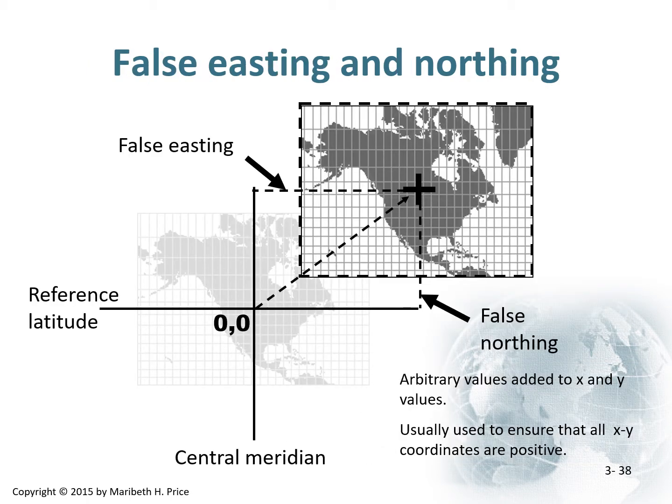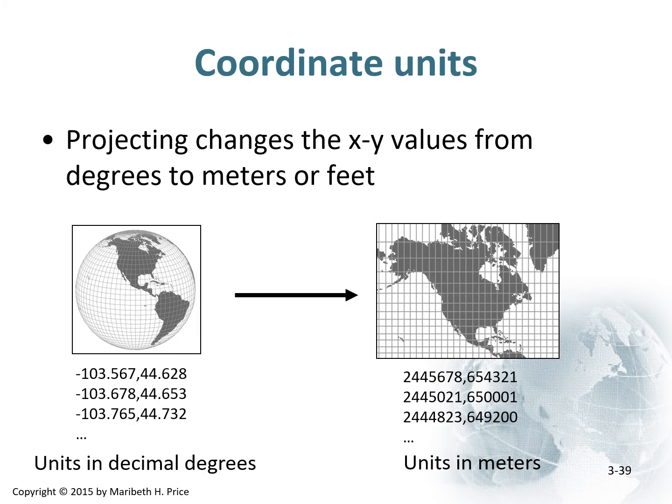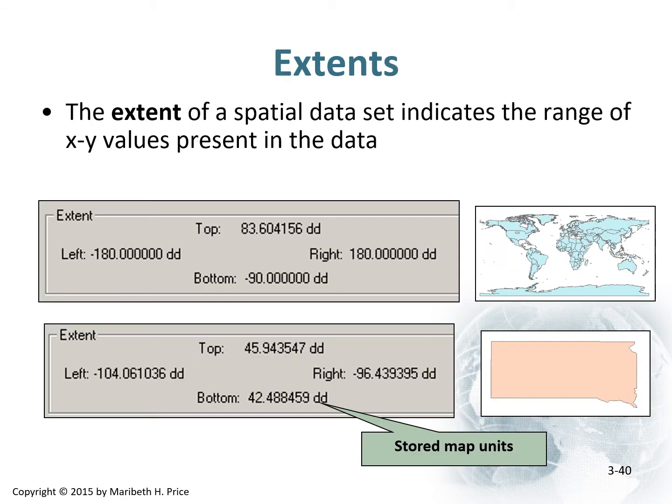False easting and false northing don't do anything. They're just arbitrary values that you add onto your map coordinates to make sure that for wherever you're working, your study area, you don't have any negative numbers. There are also different units. Remember, angular degrees are in decimal degrees. Projected coordinate systems are typically in meters or feet. The extent is just the range of values that you have for these, like how far north, south, east, and west. When you look at the extent, you can get some idea, because it shows you the decimal degrees of where it's at on the globe.